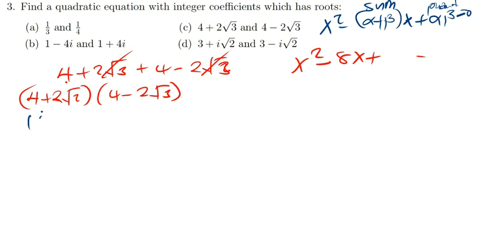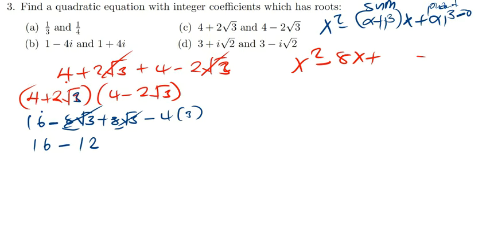4 times 4 is 16. 4 times 2 root 3 is 8 root 3. Then 2 root 3 times 4 is 8 root 3. Then minus, that is going to be 4 root 3 times root 3, which is just 3, so 12. So 16, this and this is 0. They will cancel out. I have minus 12. So 16 minus 12, isn't it 4? Yeah, it's 4. So then plus 4 should be equal to 0. That's the equation.